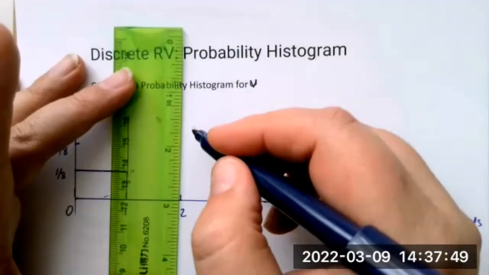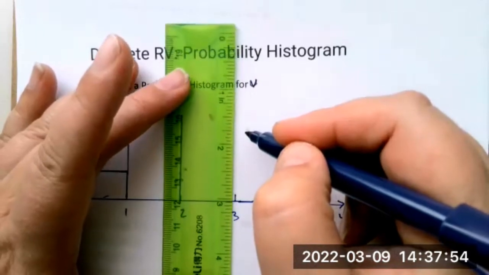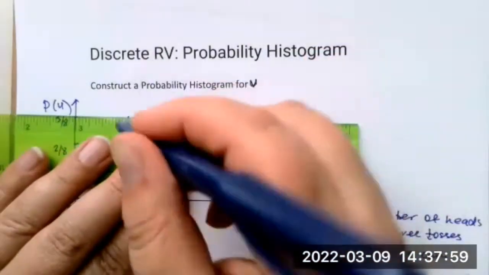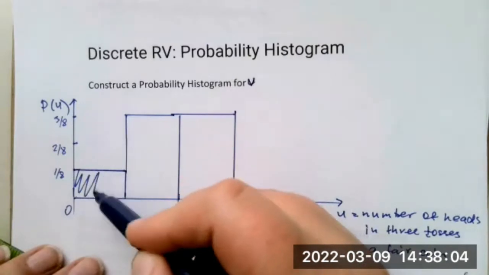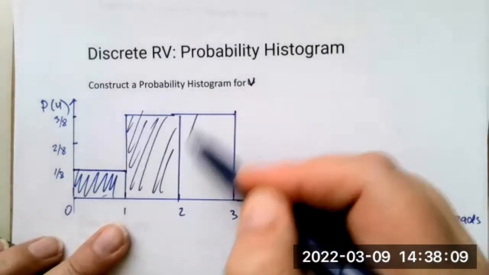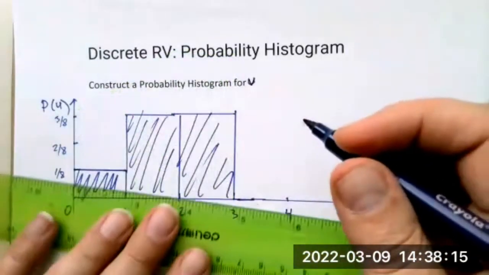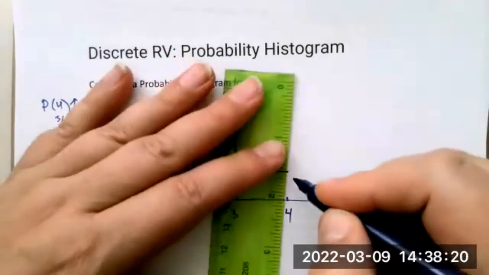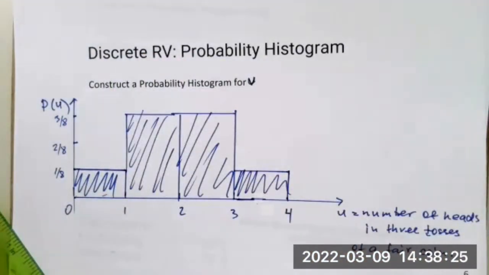Okay, and the next one is going to come up until 3/8 as well. So here we go. And again, it extends until the point on the right, but not including it. And the last one for 3, it includes 3. And it's 1/8, but it's not including the 4. Okay, so this is our histogram.